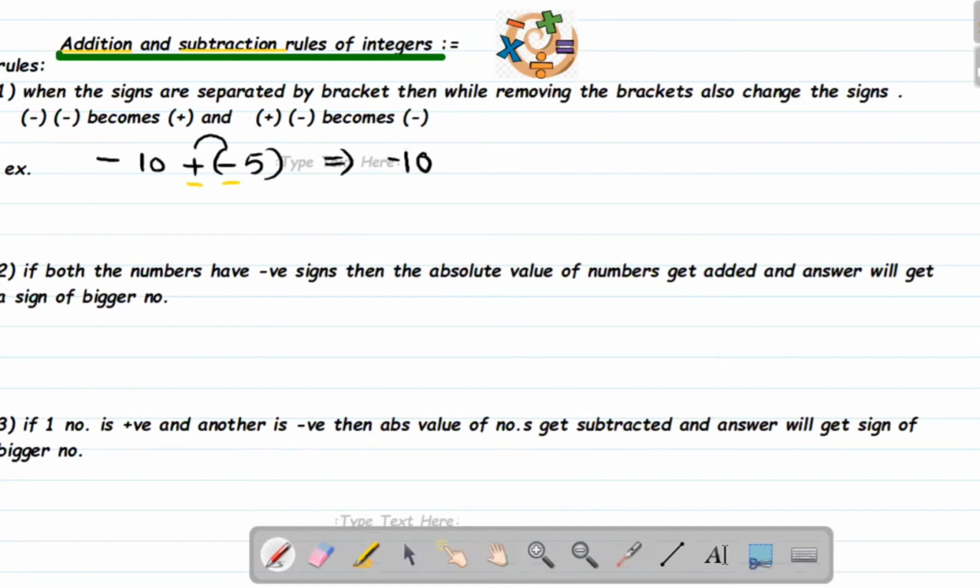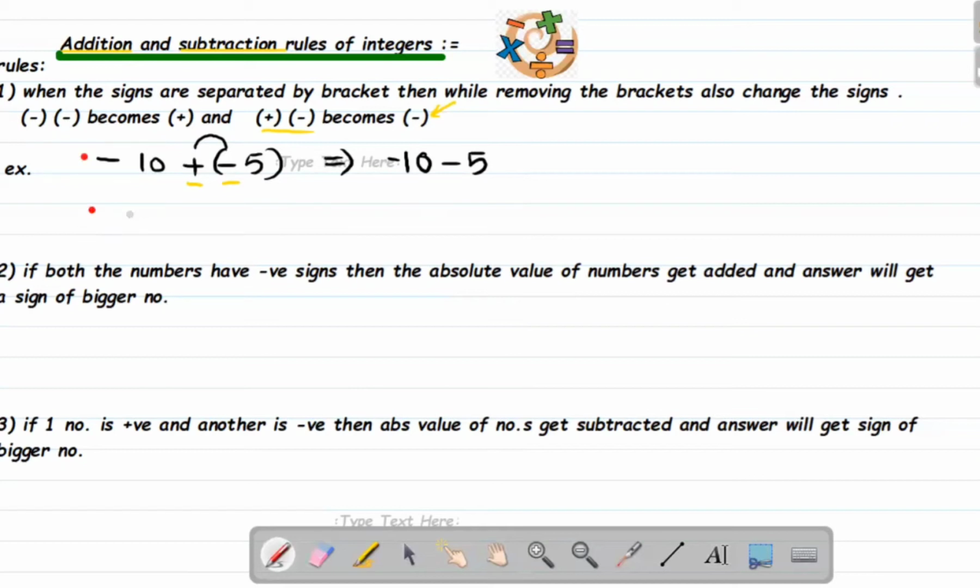So we apply the rule that whenever minus and plus signs come directly in front of each other, that sign changes into minus. So this question becomes minus 10 minus 5. How to solve this particular question, we will see with the following rules. But before that, we will see one more example of opening brackets.